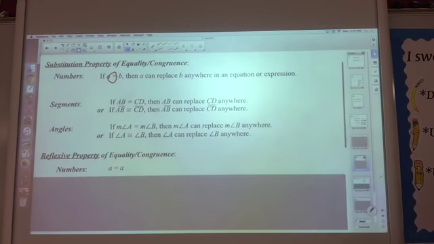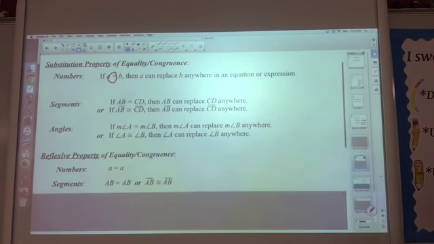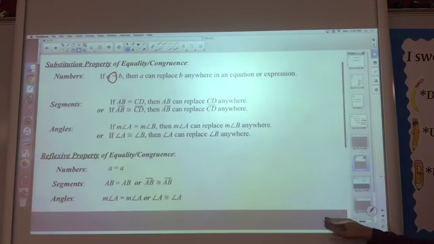The reflexive property, this one's so easy that it's hard. People goof it up and don't get it right because it seems like it should be called the no kidding property, like oh really property. Numbers, A equals A. That is a true statement. Segments, segment AB equals segment AB, the measure of them. Or segment AB is congruent to segment AB. Same with angles. The measure of angle A equals the measure of angle A. Or you could say angle A is congruent to angle A.